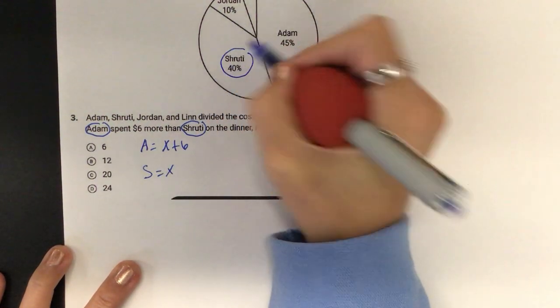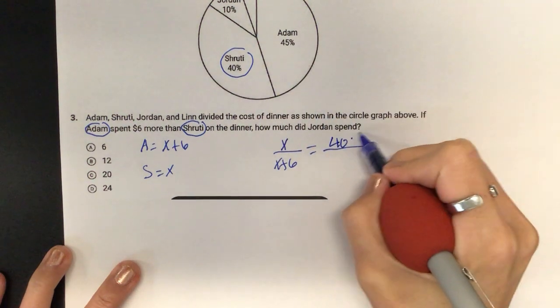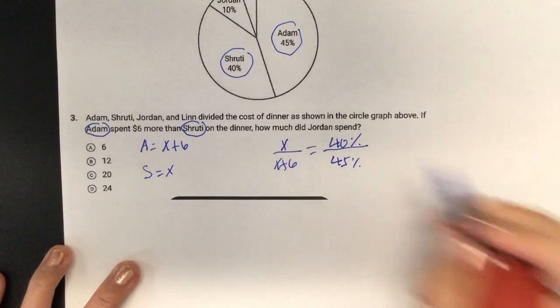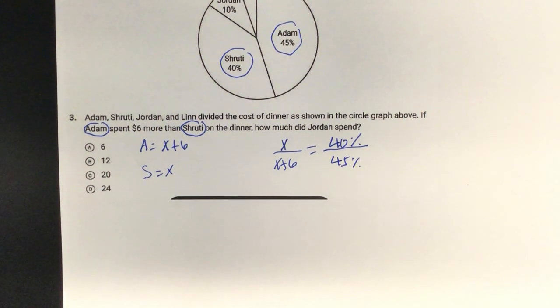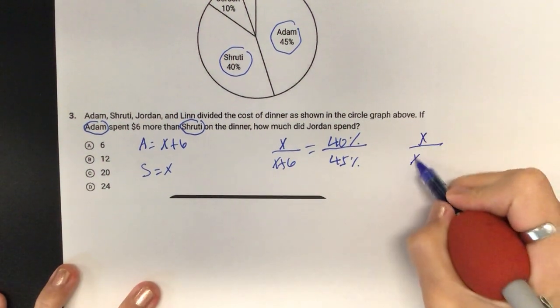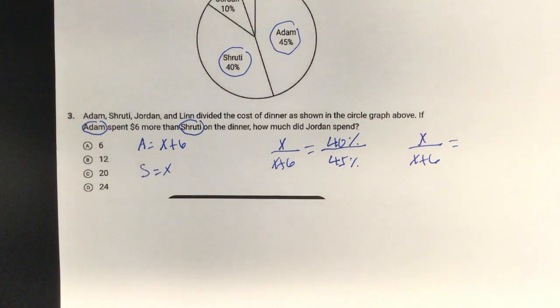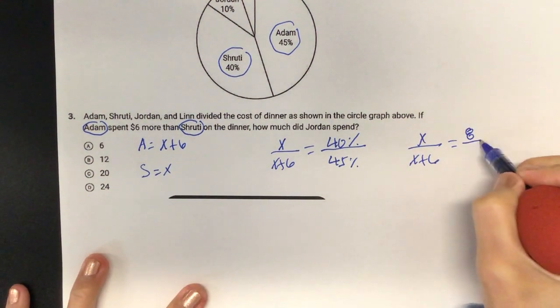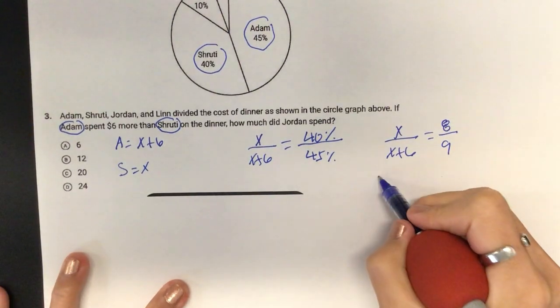How many percent was Shruti? 40. How many percent was Adam? 45. But just in case this could be a non-calc, can I further simplify 40 and 45? Yep. So I can make that into X over X plus 6, and they can both be divided by 5, correct? So it could be what over what? 8 over 9. So let's do our tedious math.